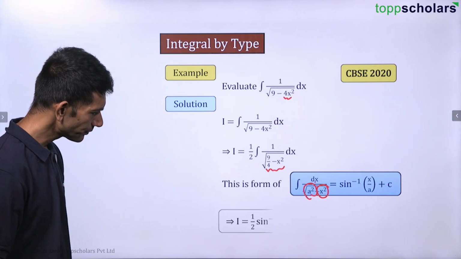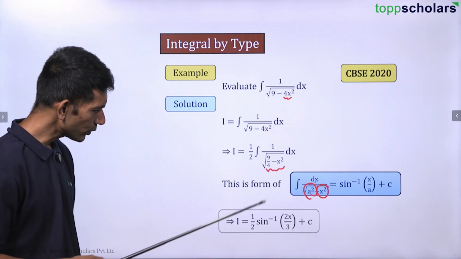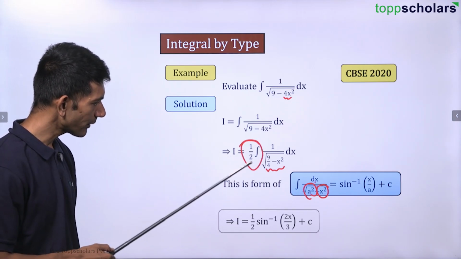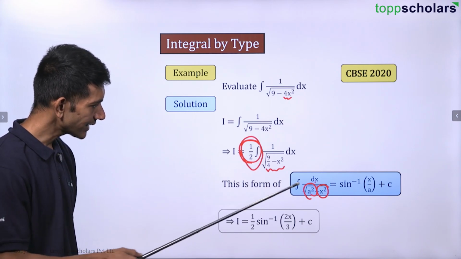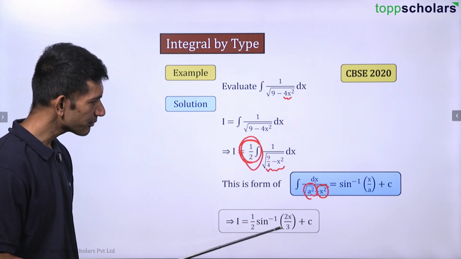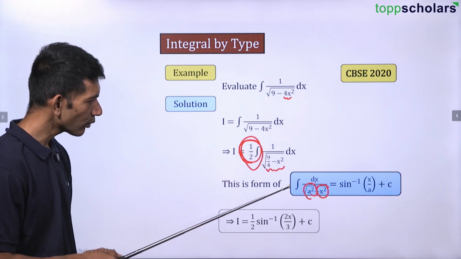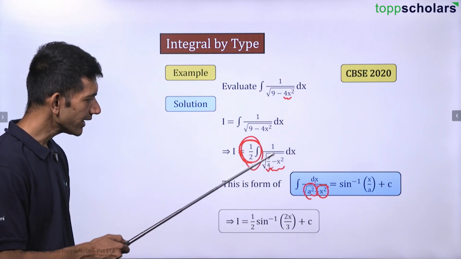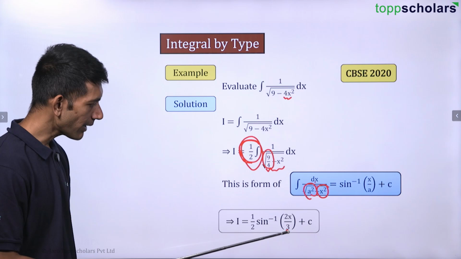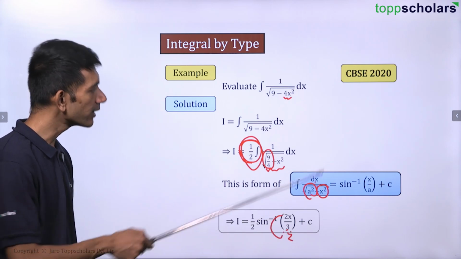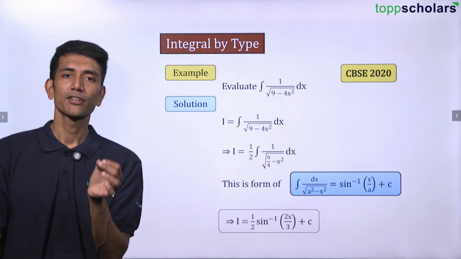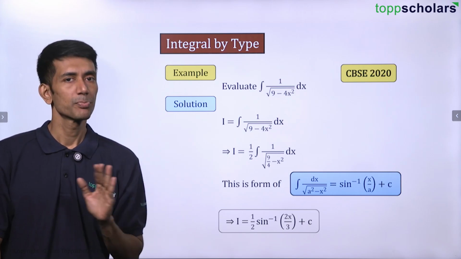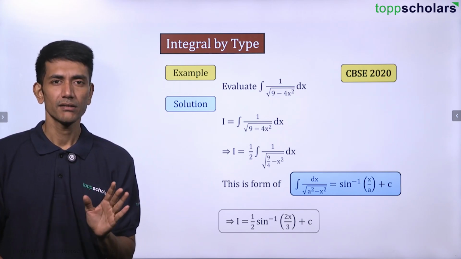So yes, just solve this further. This will become 1 by 2. Why 1 by 2? Because 1 by 2 is already there. Sine inverse x by a. x is what? x is x. What is a? a is 3 by 2. So 3 by 2, that is why 2 is going up. And that becomes 2x by 3 plus c. Simple problem. Very easy. Let's continue.